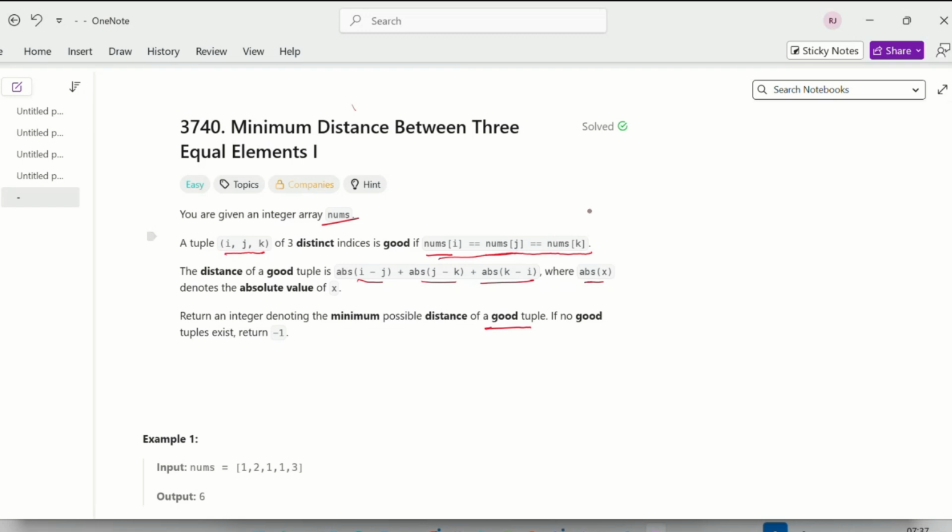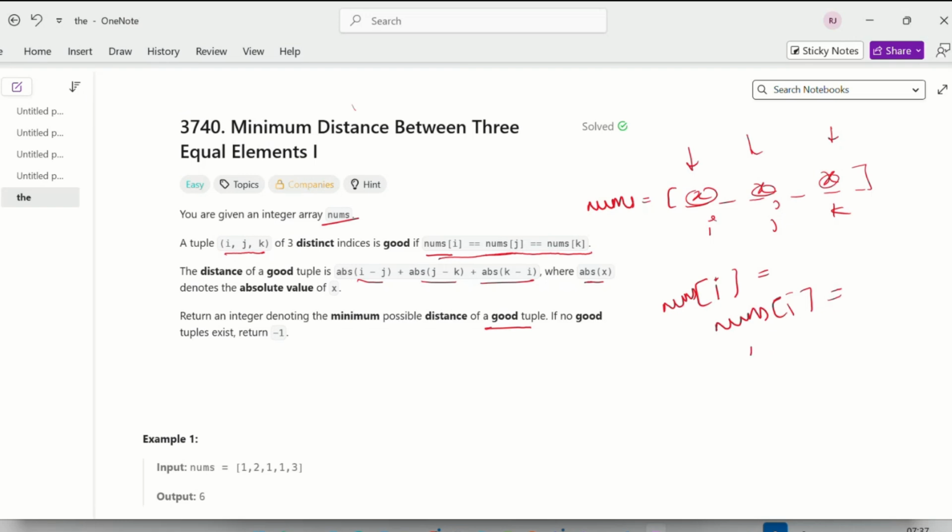So we have a nums array with a number of elements. We need to select three elements from that nums, say at indices i, j, and k, and all three values in nums will be equal. So nums of i is equal to nums of j is equal to nums of k. If that is the case, then what we need to find is the minimum possible distance of a good tuple.